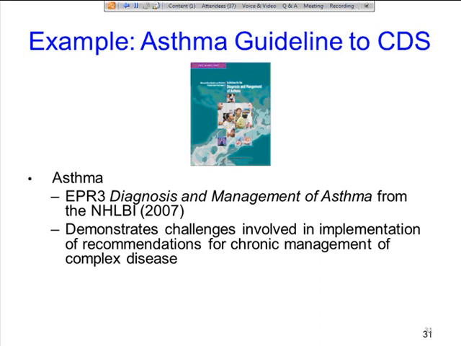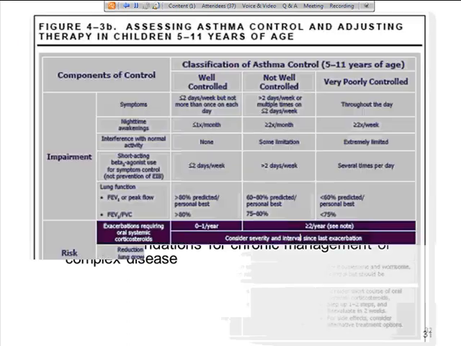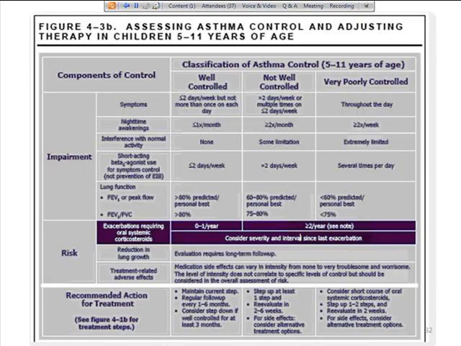We used the National Heart, Lung, and Blood Institute's 2007 guideline on diagnosis and management of asthma. This guideline is 450 pages long, and it demonstrates a lot of the challenges that were involved in implementing recommendations for chronic management of a complex disease. This document is really full of tables like this, assessing asthma control in children 5 to 11, and then there was 1 to 5, and then there was 11 through adulthood, and there's asthma control, and there's asthma severity.